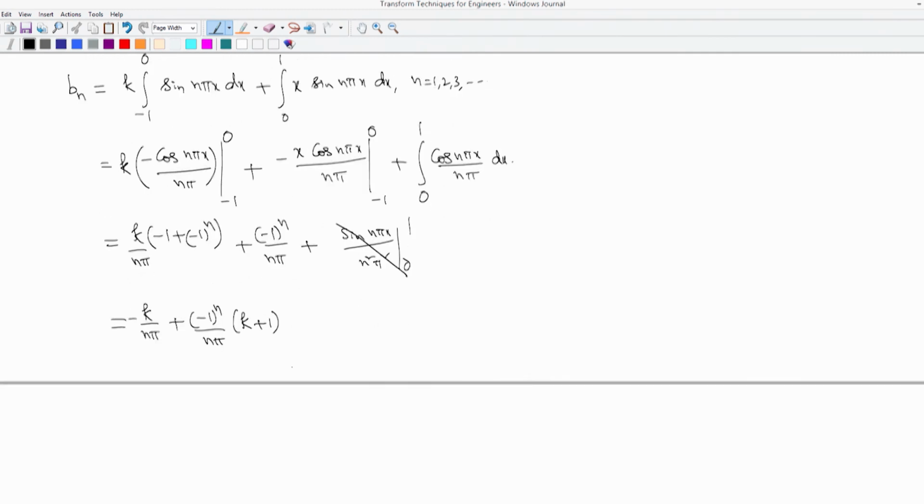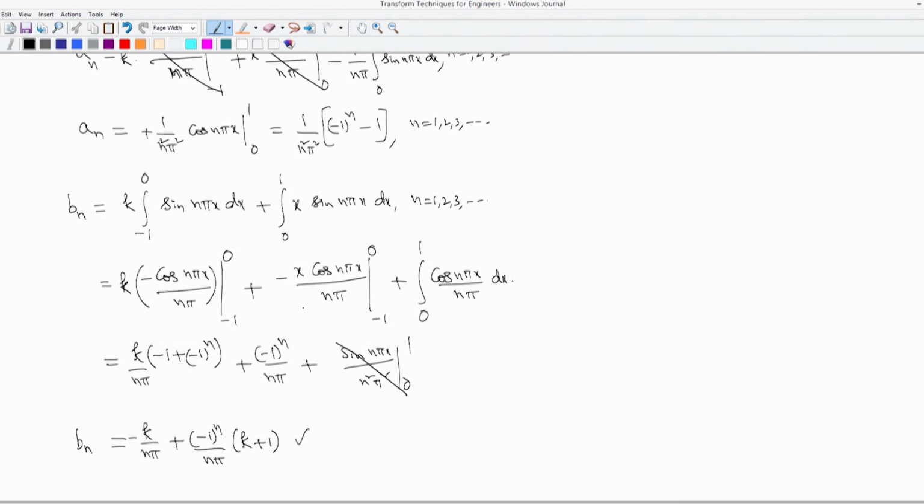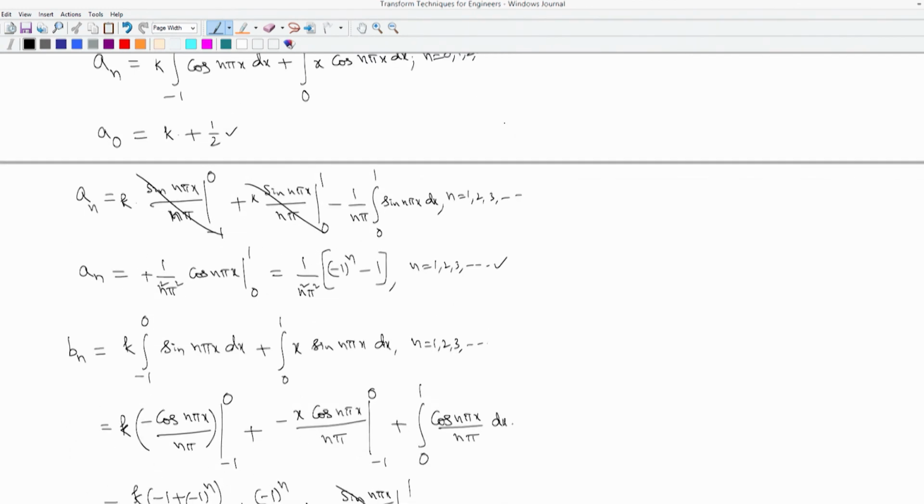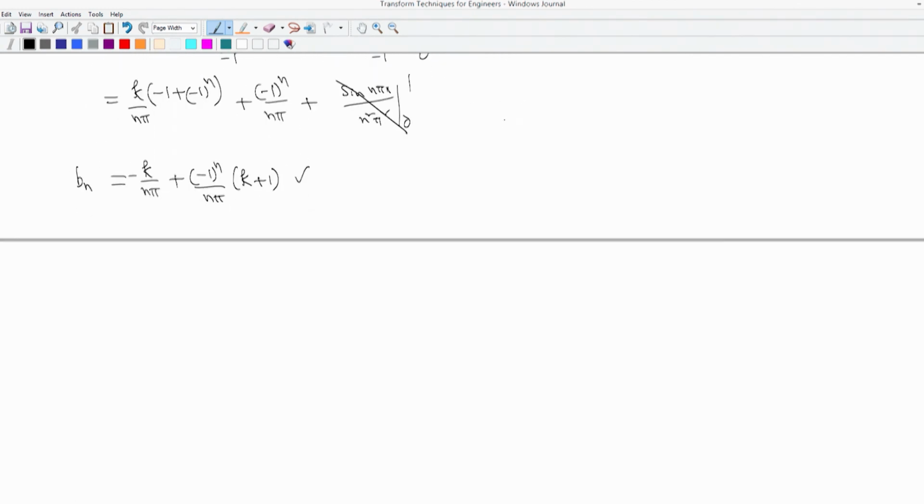This is what is your Bn. So, An is this, and you have Bn is this, with A naught being k plus half. So, what is your Fourier series? The function f, which is a piecewise function, which is k between minus 1 to 0 and x between 0 to 1. So, this function I can now write as a Fourier series.